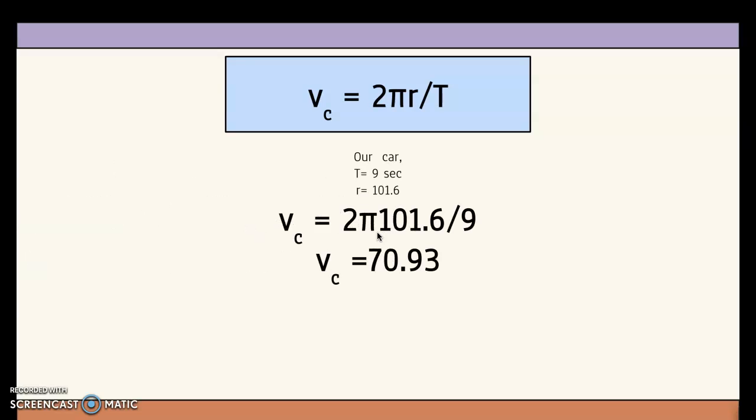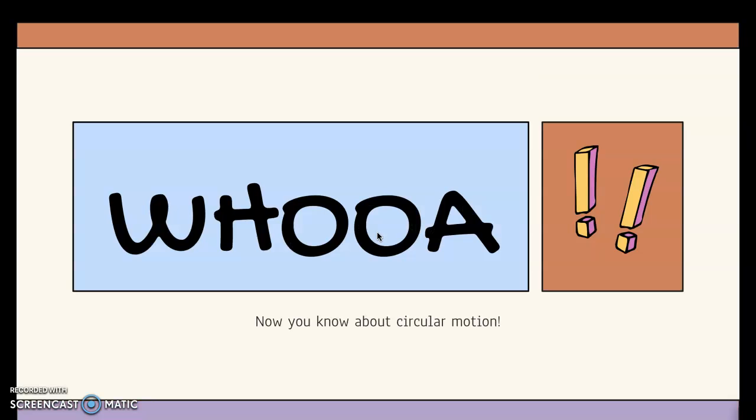As you can see, for our car, time is equal to 9 seconds. Our radius is 101.6 centimeters or 40 inches. Our velocity constant is equal to 2 pi times 101.6 centimeters over 9, giving us a constant velocity of 70.93.